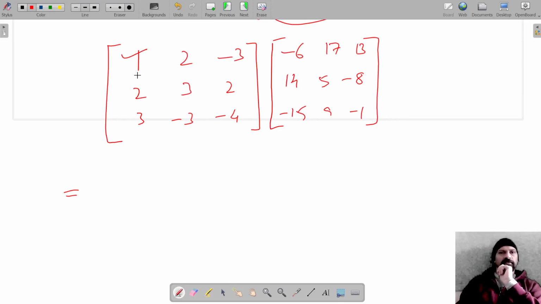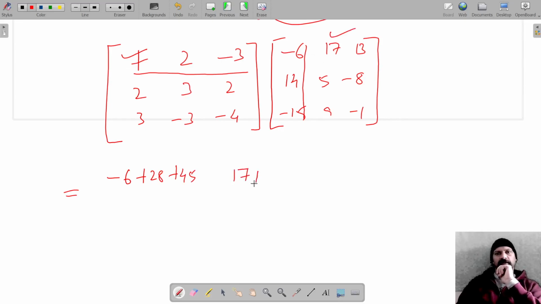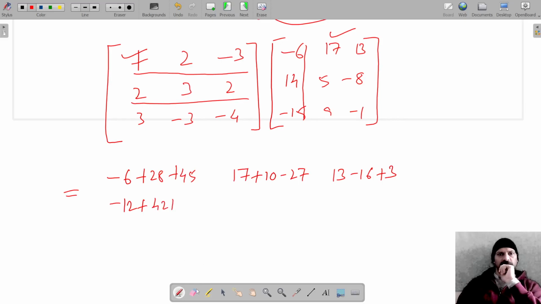We have to add the products of the respective elements of the row and the column. So first row and first column: 1 into negative 6, negative 6 plus 28 plus 45. This is the first element. The second one is the same row with the second column: 17 plus 10 minus 27. And then 13, negative 16, and plus 3. Now the second row with all the columns: 2, negative 12 plus 42 and negative 30.